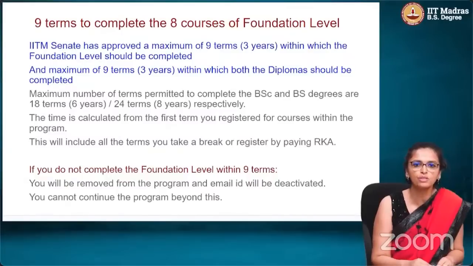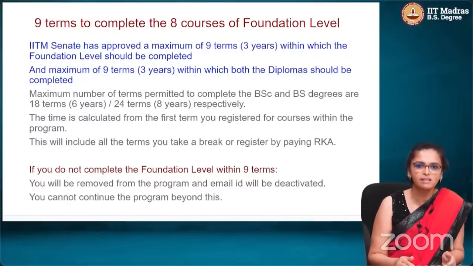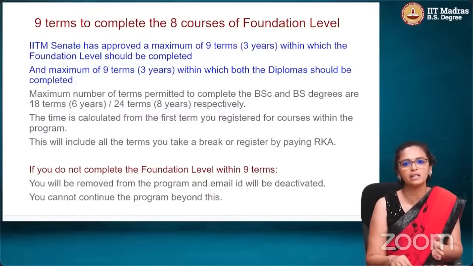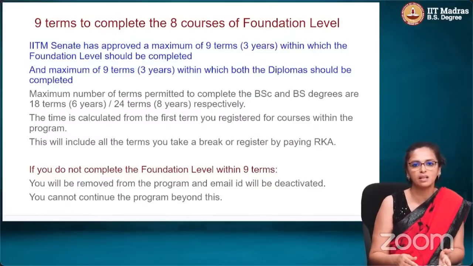So, it includes those terms where you take a break or you register with us saying it's an RKA. Putting together all this, we'll count 9 terms and you have to complete the foundation level within that. You have to complete 2 diplomas within again 9 terms or 3 years. So, from the term you enter the diploma level, the first term that you enter the diploma level and start courses, from there we will again start the count of 9 terms. You have to complete the 2 diplomas within a period of 9 terms.